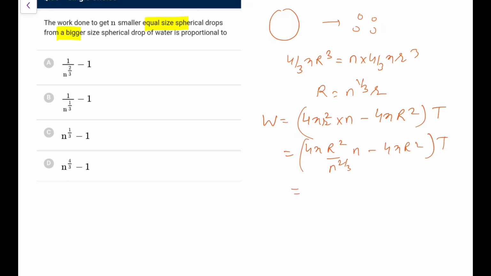So now I can take all factors out common, it would be n to the power 1 by 3 minus 1. That is the result I am getting here. So it is proportional to n to the power 1 by 3 minus 1. Okay, so this is option C we are going for.